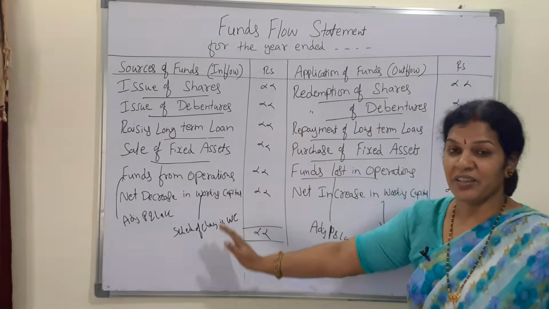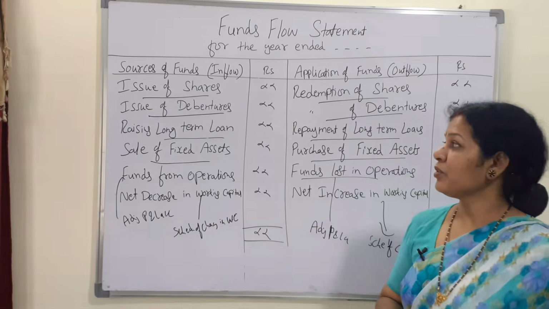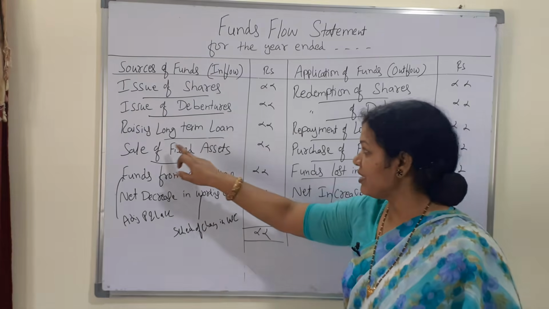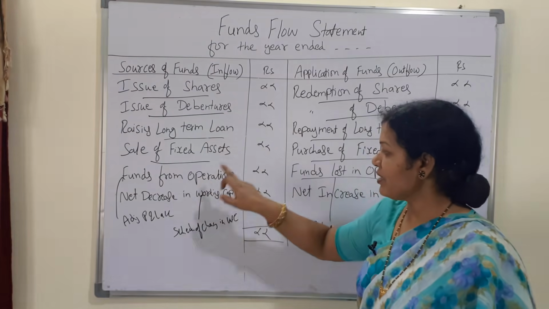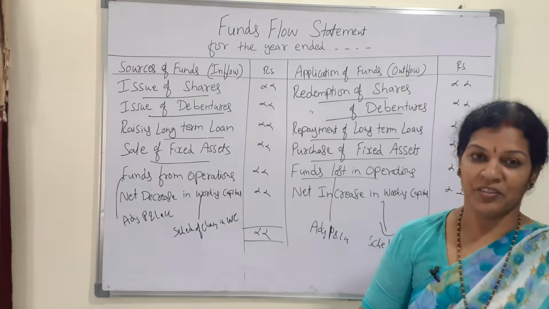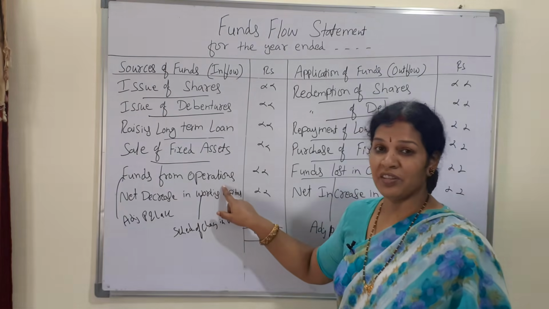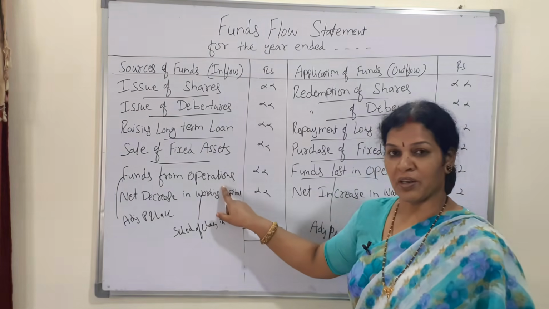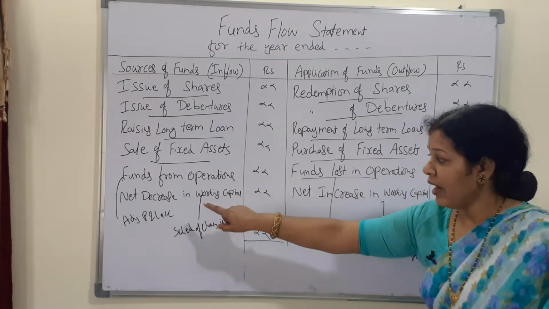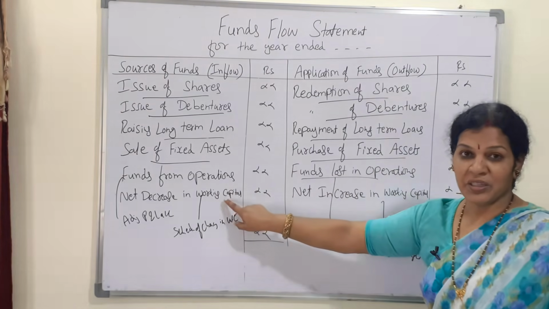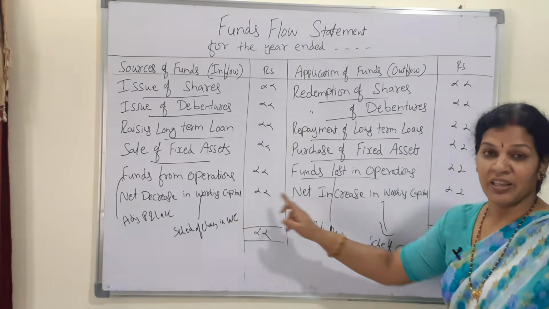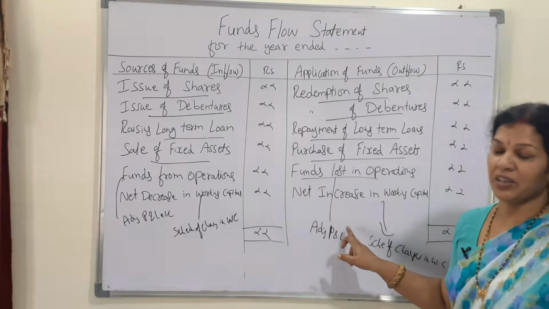So what do we write down in the sources of funds? Issue of shares, issue of debentures, raising long-term loan, sale of fixed assets. Up to this, it's given in the balance sheet. And funds from operations, you will get from the adjusted profit and loss account. If not this, you will get funds lost in operation. And net increase or decrease in working capital: decrease is a source, increase is an application. This we get from the schedule of changes in working capital.